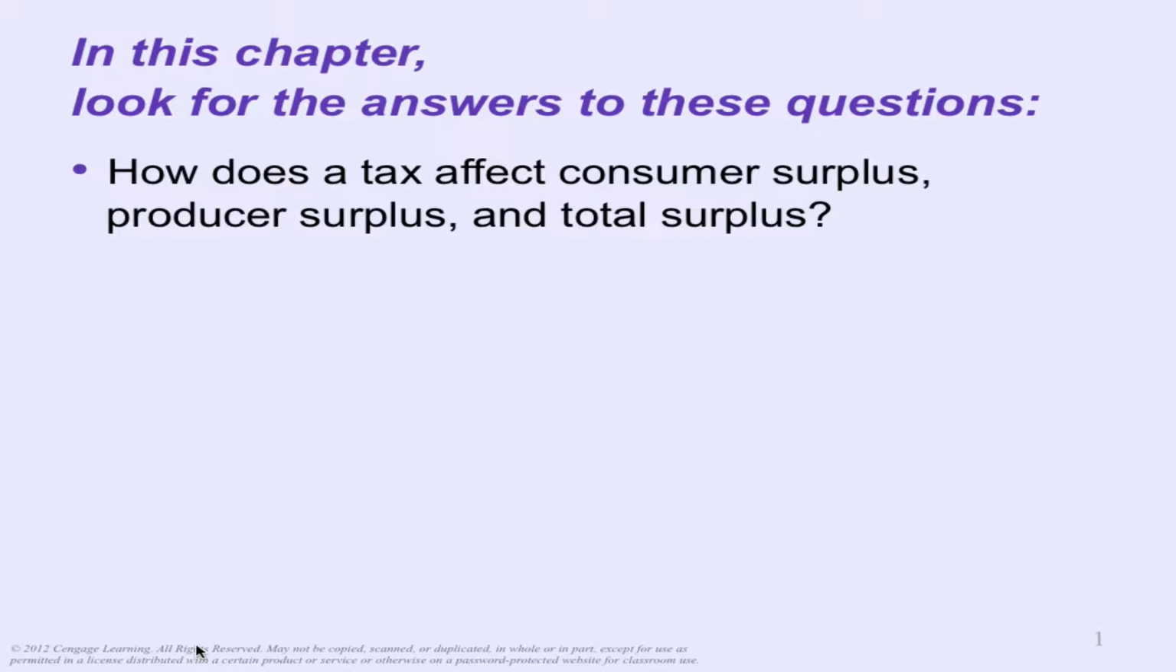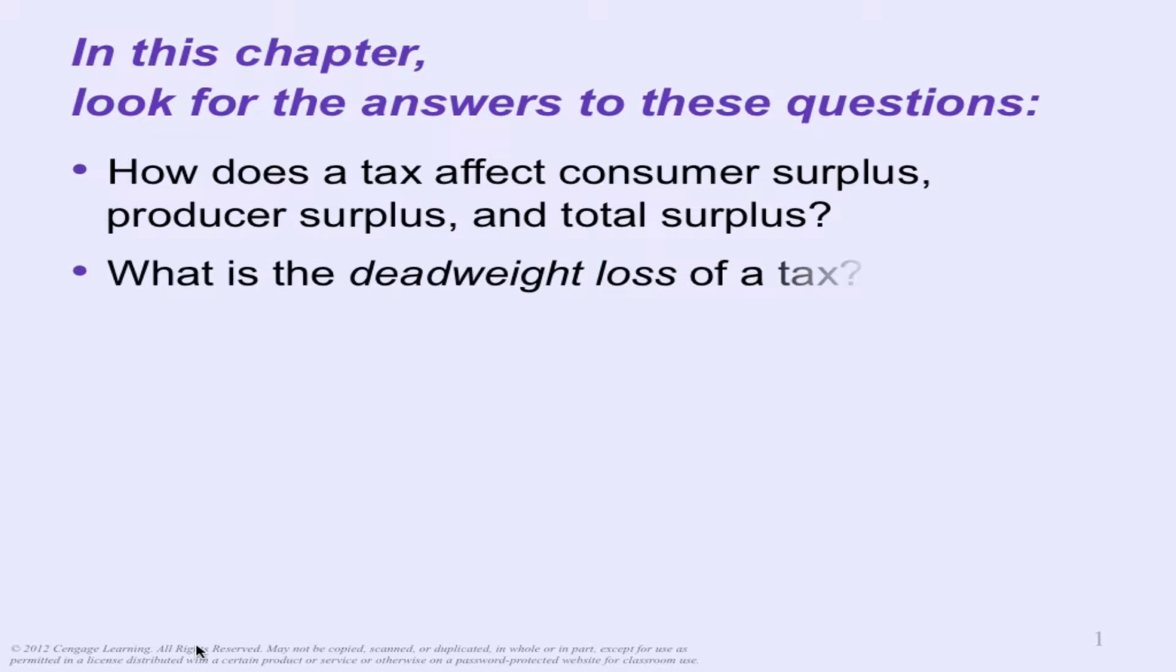Okay, so everything is cumulative. So now that we can determine consumer surplus and producer surplus and total surplus, we need to find out how those are impacted in the real world by the imposition of taxes. And then here's a vocabulary term for you: deadweight loss.